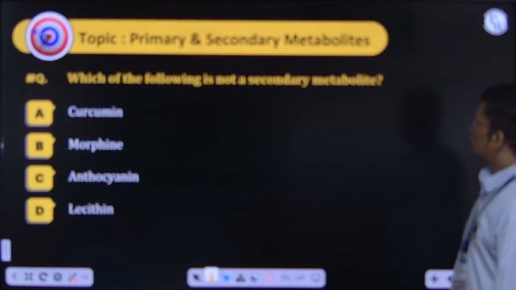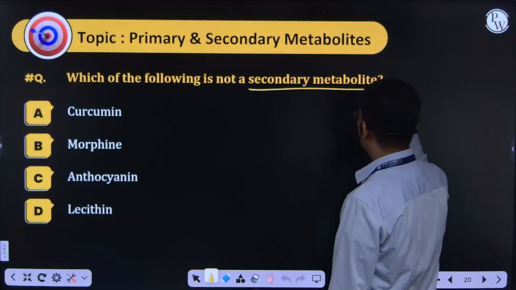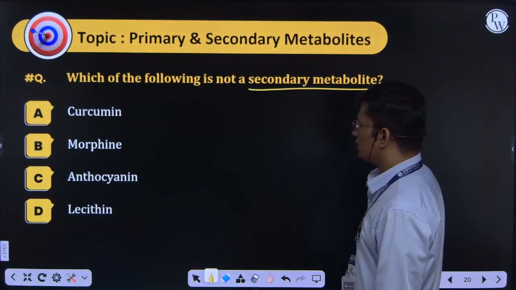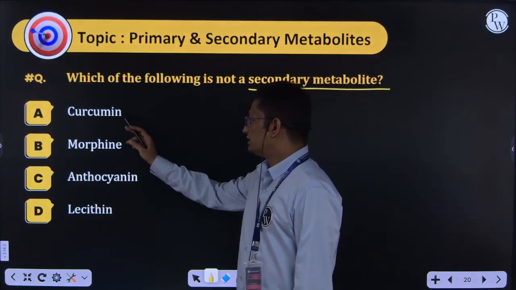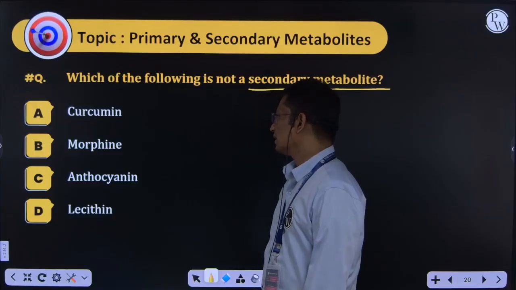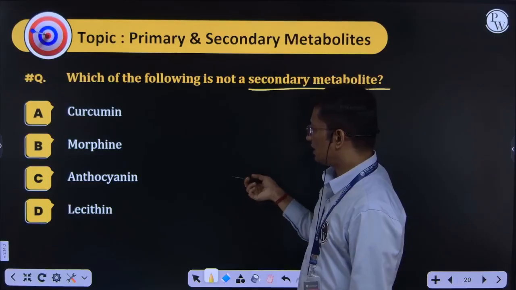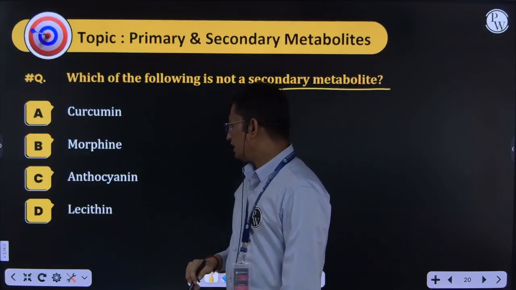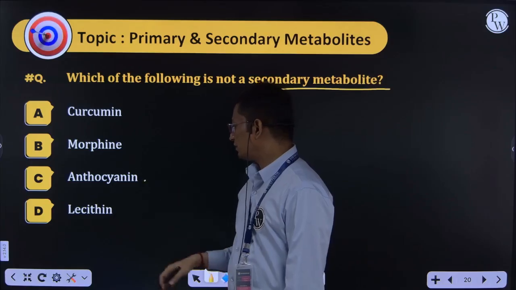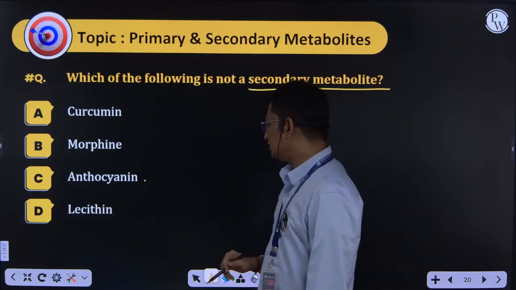Which of the following is not a secondary metabolite? This is a very important question. Curcumin is a secondary metabolite, so it comes under the drugs category. Vinblastine, turmeric. Okay. Morphine is an alkaloid. Anthocyanin is a pigment. Lecithin. Lecithin is what?